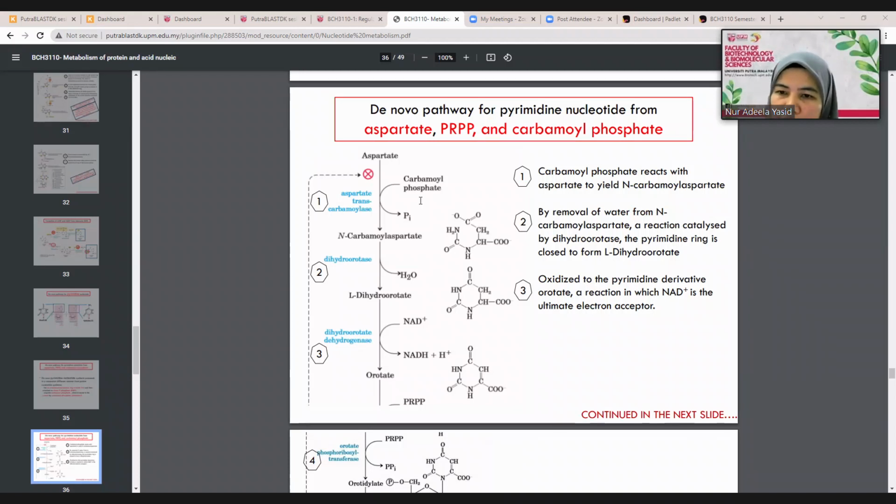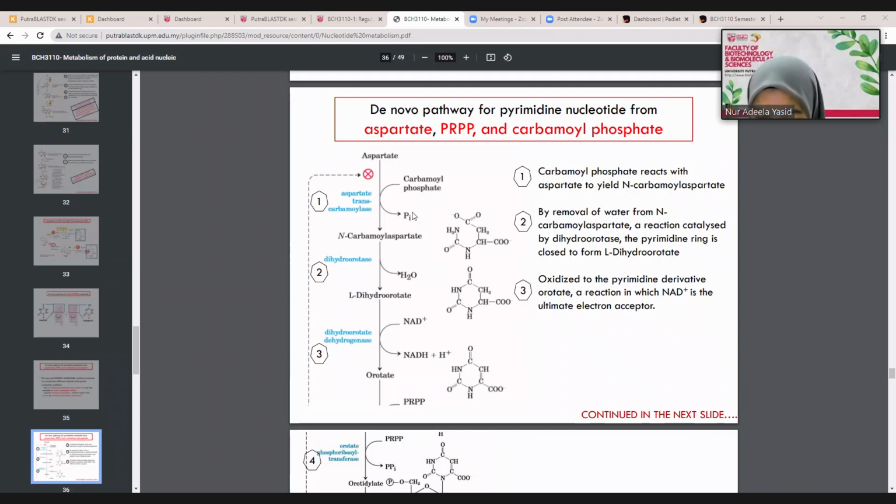Then carbamoyl phosphate reacts with aspartate, so it involves a condensation reaction between aspartate and carbamoyl phosphate, catalyzed by aspartate transcarbamylase. It produces carbamoyl aspartate. If you look at this reaction, it involves the release of inorganic phosphate.